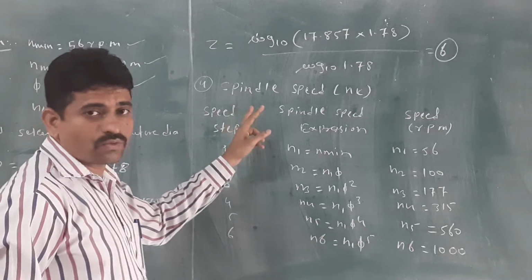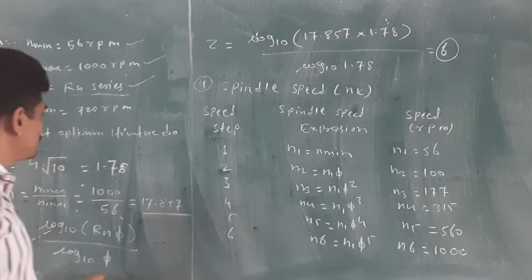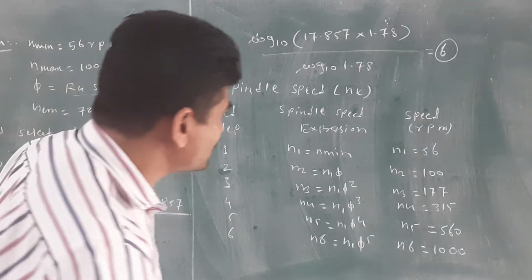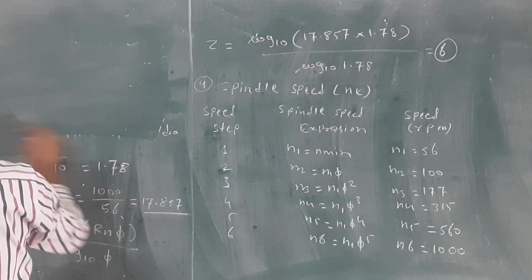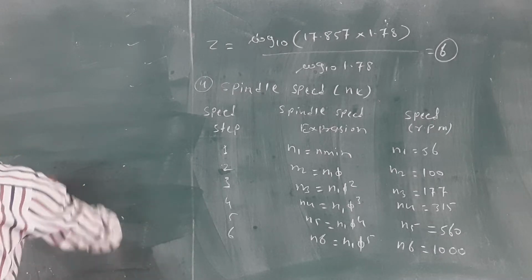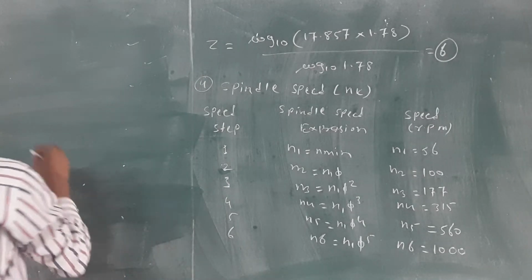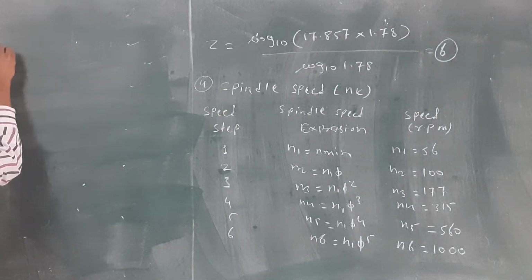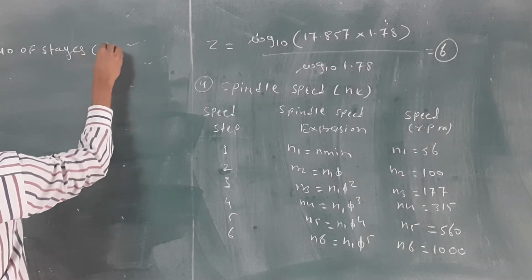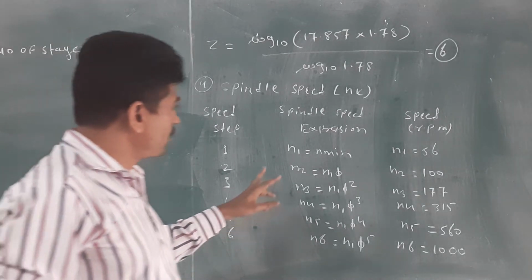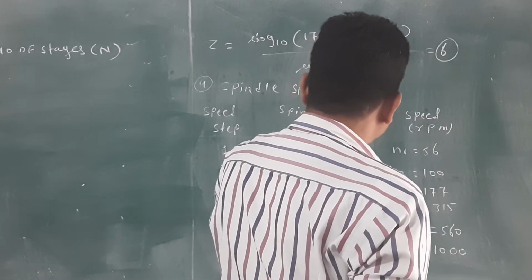Okay, all of you getting how to calculate the spindle speeds, different spindle speeds. Once you have got the different spindle speeds, then the next step is that we want to calculate which value? Yes, correct, the number of stages. How to calculate the number of stages? It is denoted by capital N. Here we have calculated the number of speed steps, with number of spindle speeds.